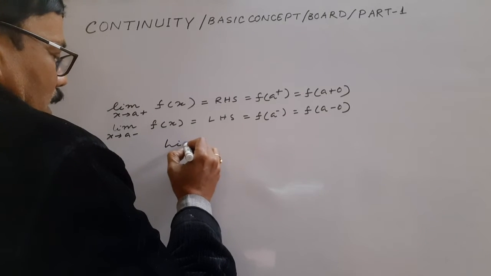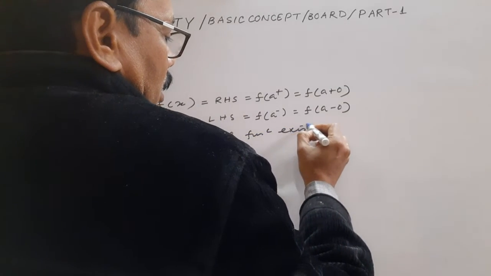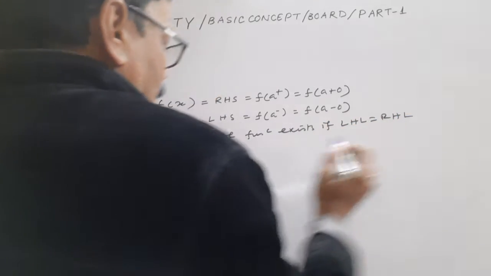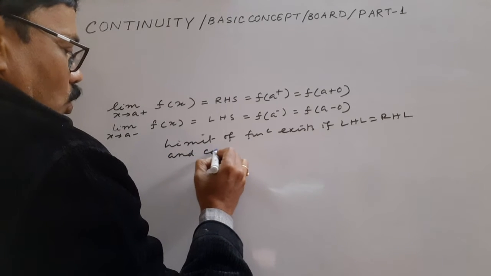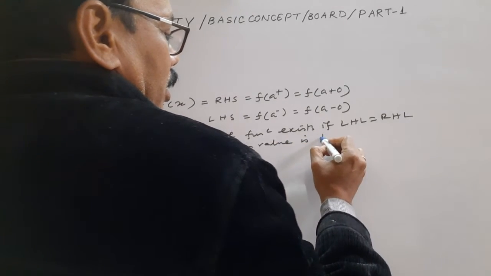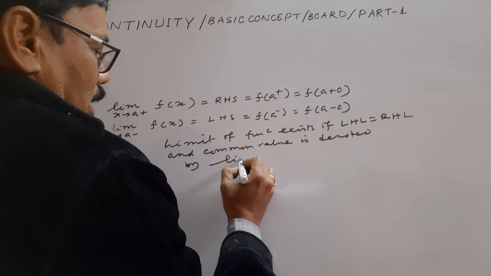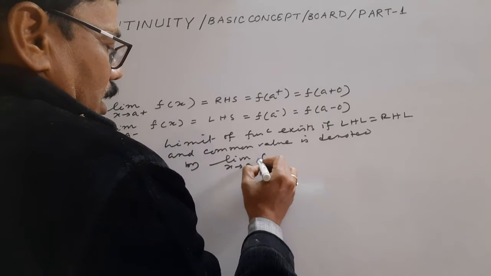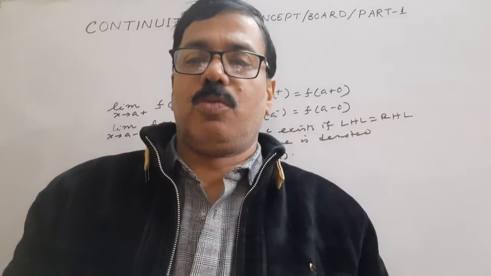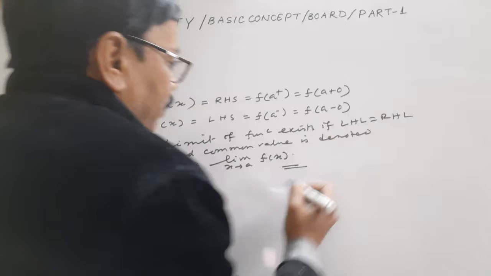Now, limit of a function exists if LHL equals RHL, and the common value is denoted by limit x tends to a f(x). If left hand limit equals right hand limit, we say limit exists and the common value is denoted by limit x tends to a f(x).